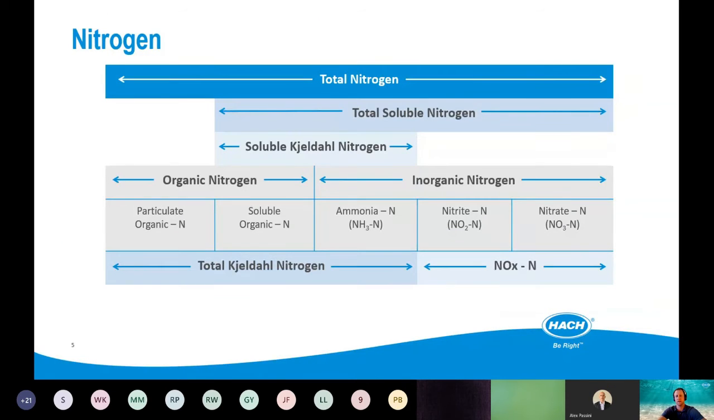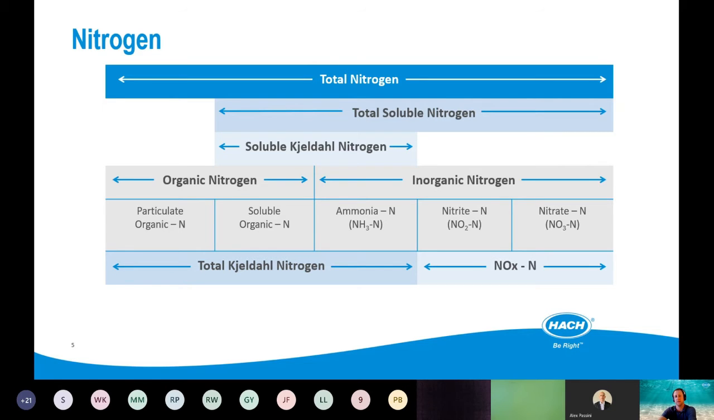So nitrogen, there are so many forms. There's a number of forms of nitrogen, and when we're talking wastewater treatment, we may have particulate organic nitrogen, soluble organic nitrogen, ammonia nitrogen, nitrite, nitrate. And the way we kind of group these up, we tried to describe here a little bit, in the organic forms or the inorganic forms. Maybe total Kjeldahl nitrogen is something we're tracking, but the total nitrogen encompasses all of these various forms and terminologies.